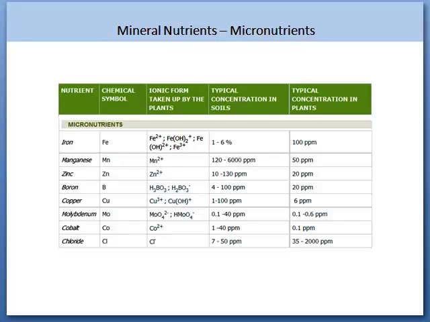The micronutrients comprise a number of nutrients which are typically defined as being obtained by the plant in very low concentrations. Their concentration ranges from 100 parts per million to about 0.1 to 0.6 parts per million. The micronutrients comprise iron, magnesium, zinc, boron, copper, molybdenum, cobalt and chlorine. Some of these micronutrients can be obtained by the plant in several ionic forms, as in iron. While they are found in smaller concentrations in the plant, one should not underestimate their significance.